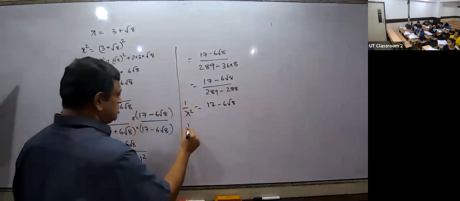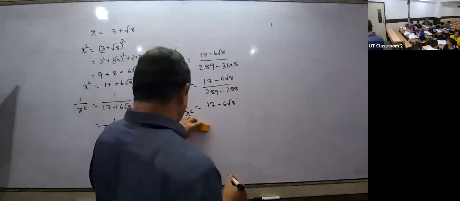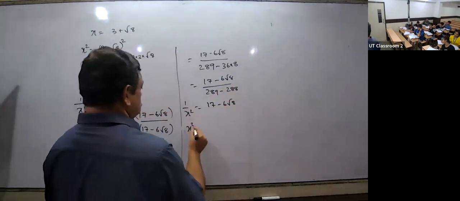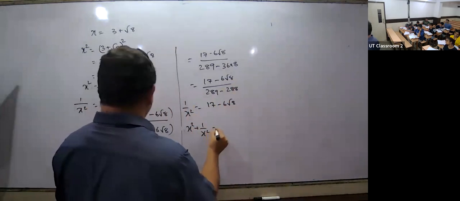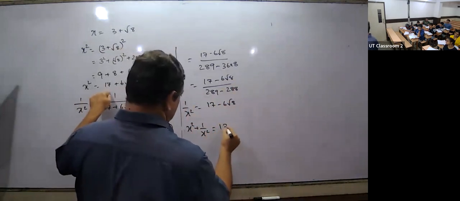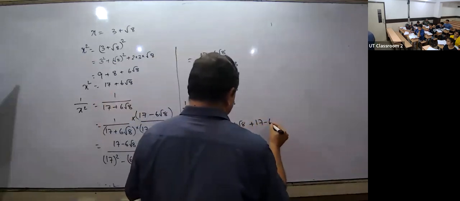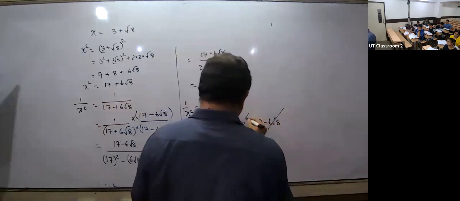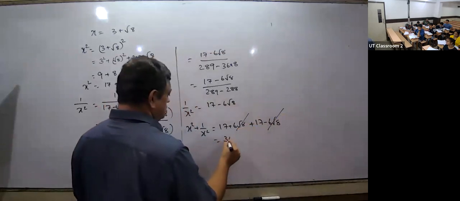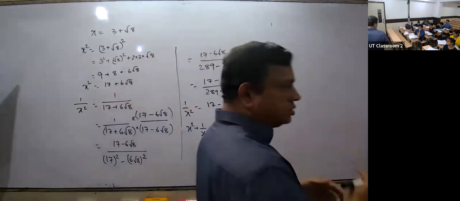What do you have to find out? Now you will ask me, what do you have to find out? X square plus 1 upon x square. What is the value of x square? 17 plus 6 root 8. What is 1 upon x square? 17 minus 6 root 8. What all can you pick? 17 plus 17. Finish.